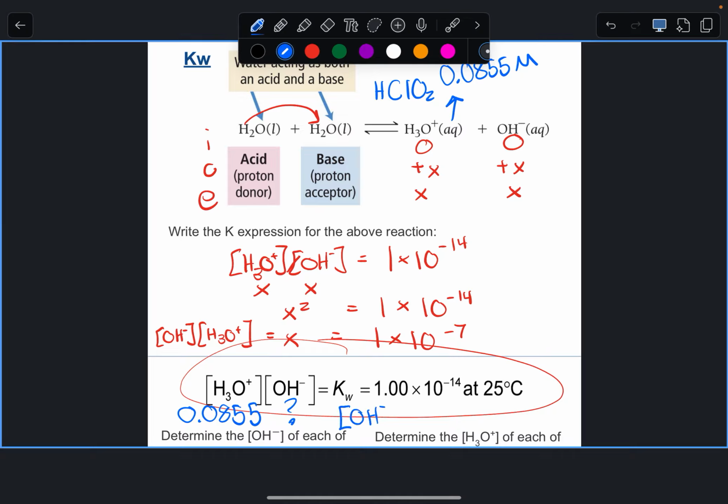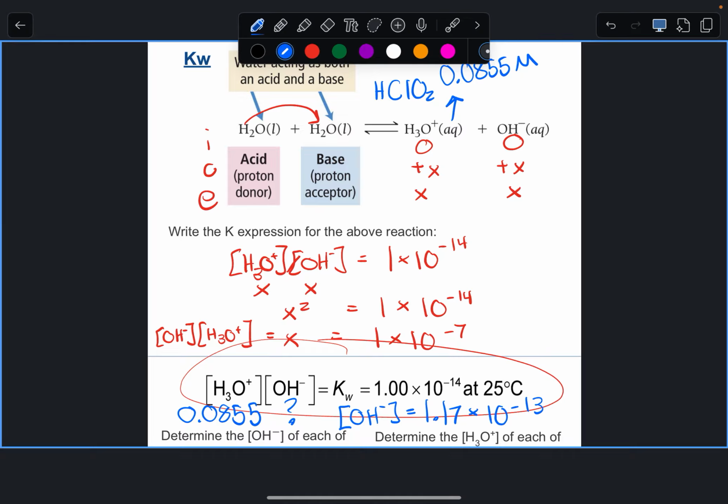All right, so I get that OH minus is 1.17 times 10 to the negative 13th. So that's a significant drop. In neutral water, they both were 1 times 10 to the negative 7. Then we added the acid. This one went up to 0.0855, and this one went down to 1.17 times 10 to the negative 13th. So the big takeaway here is if you know one, you can calculate the other, and they will always be inverse of each other. In neutral water, they're the same, and if one goes up, it'll make the other one go down.